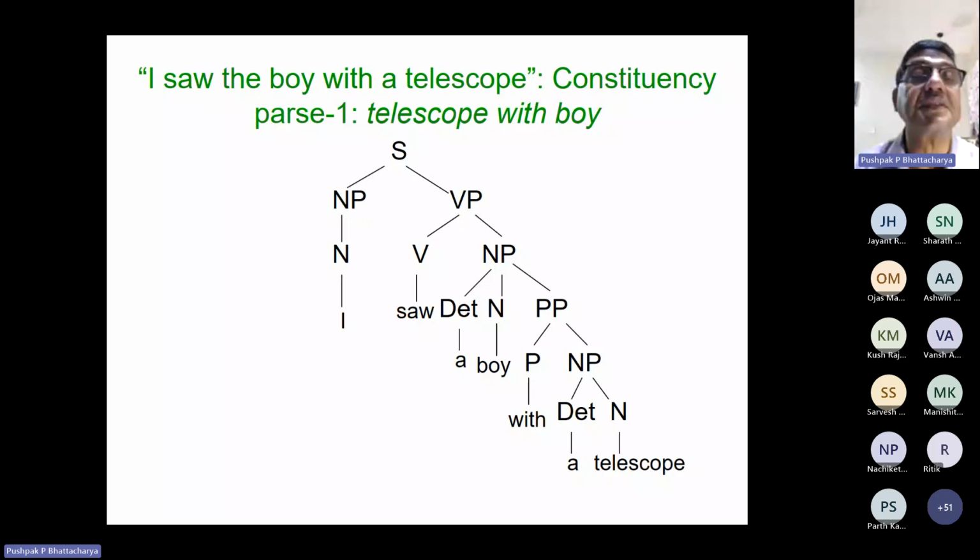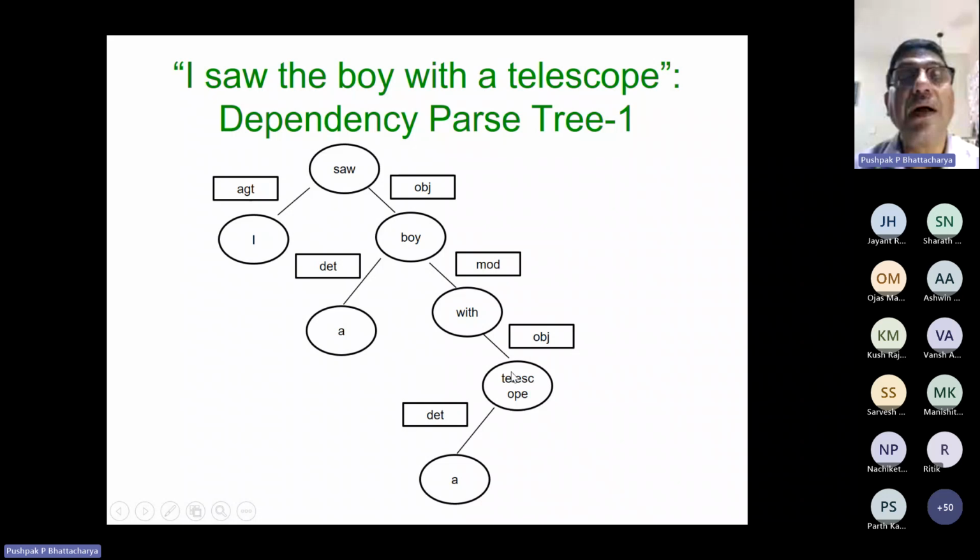So this sentence we have seen many times: I saw the boy with a telescope. This is the first parse tree. And by looking at the tree, you can immediately say that the telescope is with the boy. Dependency parsing also corresponds to the same meaning. And in dependency parsing, the meaning becomes much more clear. That's why we say that the dependency parser is closer to the deep meaning of any sentence. So here the fact that the boy has the telescope is very easily seen.